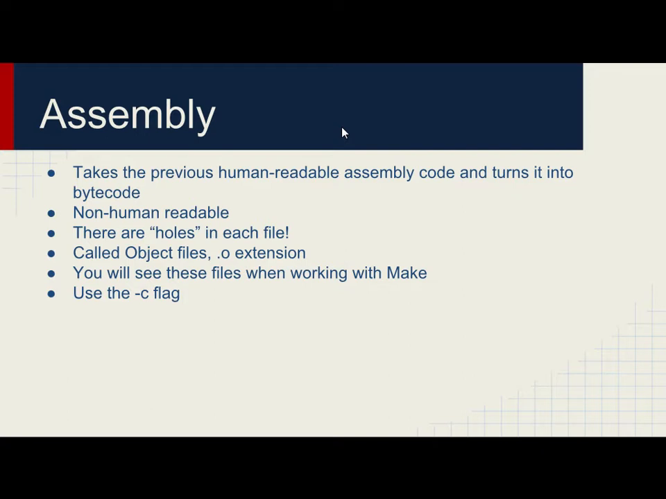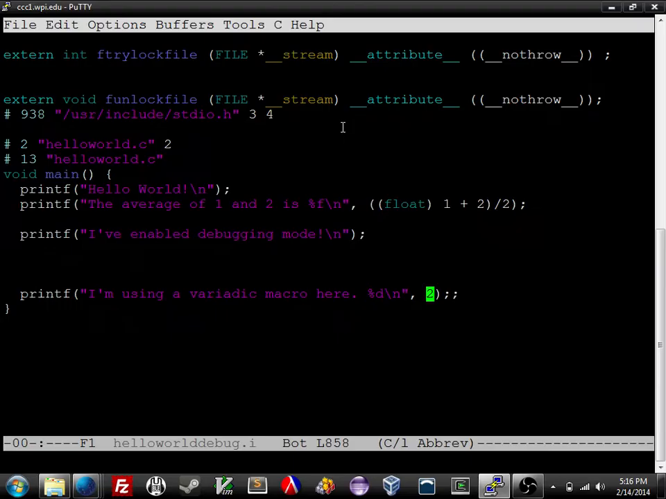There are quote-unquote holes in each of these files. We haven't done the process of linking yet, so we haven't gone out and filled in the definition for printf. Printf is still just a call into nothingness. It doesn't exist yet. The processor has no idea about it. The assembled files are called object files. We can see them with the dash C flag. And these are the targets later when he's talking about make. This is what you get out when you use the dash C flag in your targets.